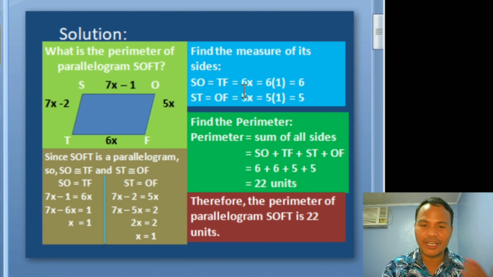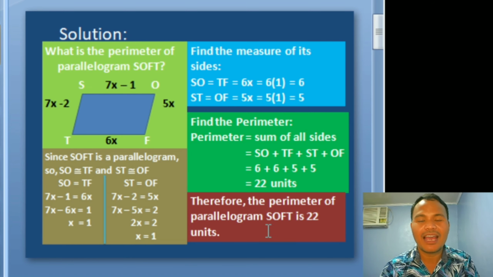So since we determined the measures of SO, TF, and ST and OF, we can now solve the perimeter. As we all know, perimeter is equal to the sum of all sides, and there are four sides of this figure. So we have SO plus TF plus ST plus OF. By substitution, we have an answer of 22 units. Therefore, the perimeter of parallelogram SOFT is 22 units.